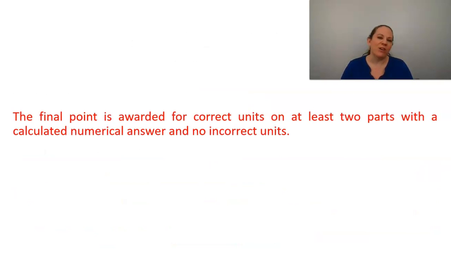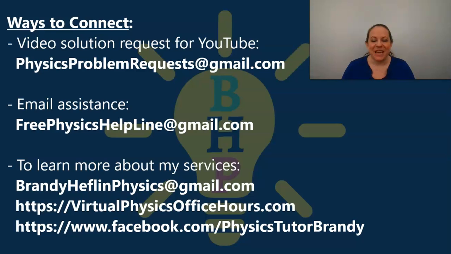And a note that the final point on this question was awarded for correct units on at least 2 parts with a calculated numerical answer and no incorrect units. So I hope you have found today's demonstration of a very typical AP Physics C electricity and magnetism exam question that covers multiple topics helpful.